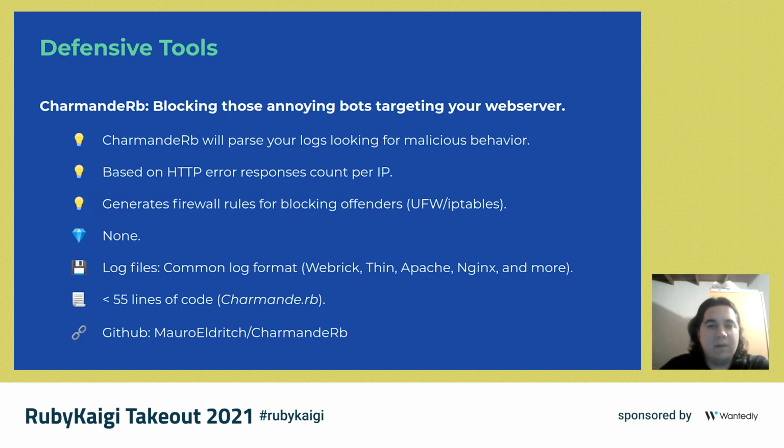It will parse your log and start checking for HTTP responses other than 200, things that are not explicitly OK. It will then generate a rules file in order to apply blocking rules for both UFW, uncomplicated firewall, or iptables, in case you prefer something more complex.